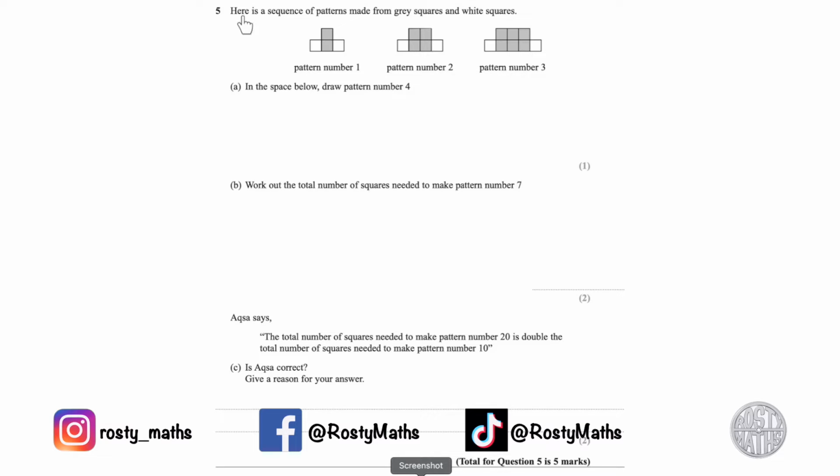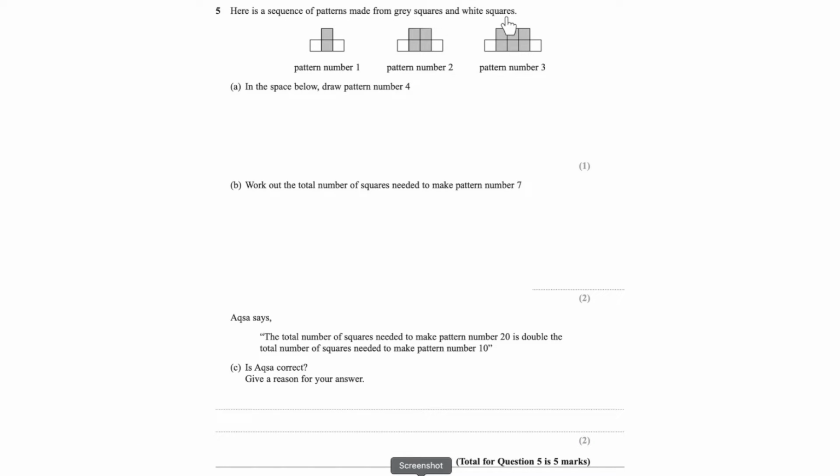So first of all, here is a sequence of patterns made by grey squares and white squares. That's pretty cool, right? So we can see the pattern here. If we look at the white squares, we've got 2 and still 2 and still 2, that's fine. But the grey squares are increasing. It's 2 here and then 4 and 6, so we can see a pattern. In the space below, draw pattern number 4.